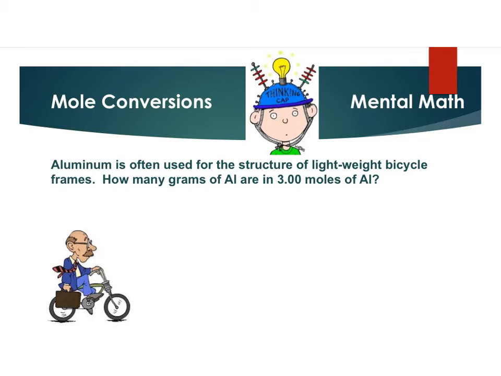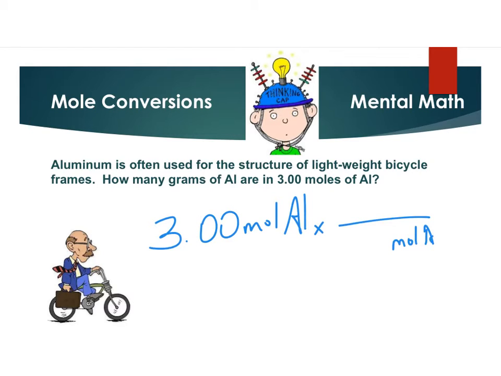It says aluminum is often used for the structure of lightweight bicycle frames. How many grams of aluminum are in 3 moles of aluminum? So we always put our given, MOL, and it's aluminum. It's important that you write the compound, otherwise it doesn't have context. 3 moles of what? Okay. And then we're going to multiply this by our conversion factor. Since we have moles of aluminum here up top, we're going to cross it on the bottom so that it cancels out in a minute.